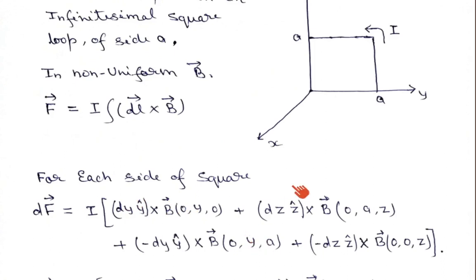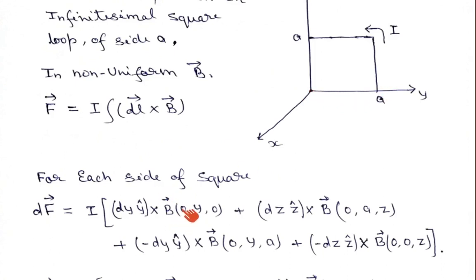Plus, for this side, the displacement vector is along the z direction, dz z unit vector, and the magnetic field now is at the position y equal to a. Here y was not defined before, and here it may change. I have taken y here because on the earlier side y is equal to 0, but here y is equal to a. So this magnetic field will change from 0 to a.